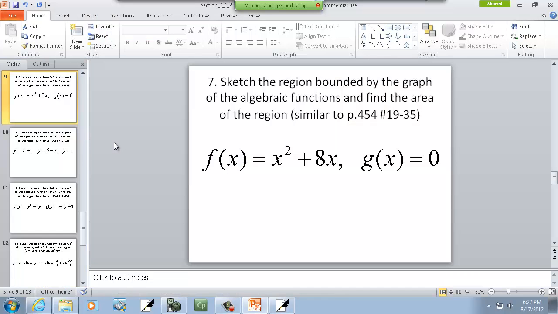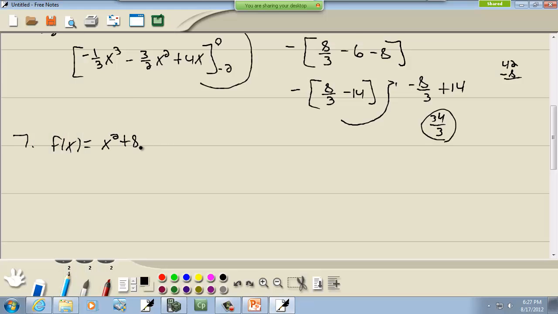Okay, so we've got f of x is equal to x squared plus 8x, and g of x is equal to 0. Well, if I graph this, I'm going to see that the 0 is above the x squared. Is that a true statement? Let's see if I can find a standard form for this. 1/2 of 8 is 4, so that'd be 4 squared, 16, so that'd be plus 16 minus 16. Yeah, the 0 is above. So let's look at that just to verify that.